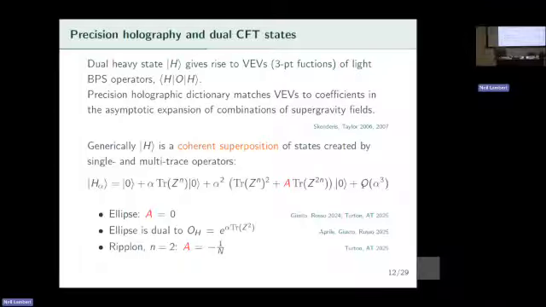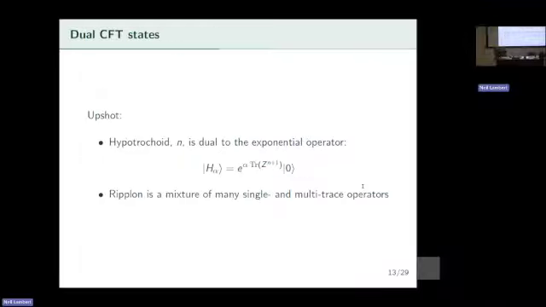Okay, so the takeaway message is that if you want to use this geometry for computation of correlators, it's much easier to start with a hypertrochoid because it's dual to the exponent of just one single trace operator.